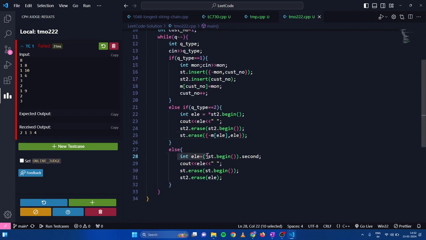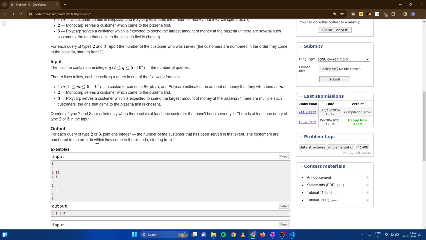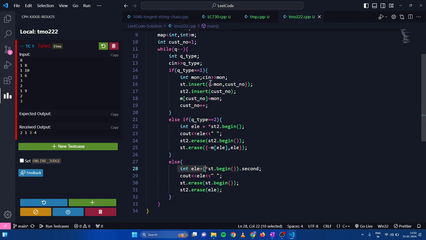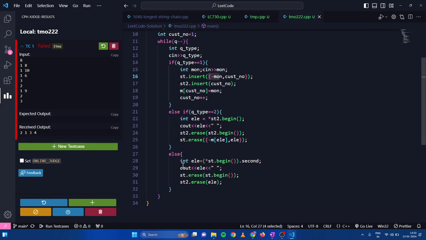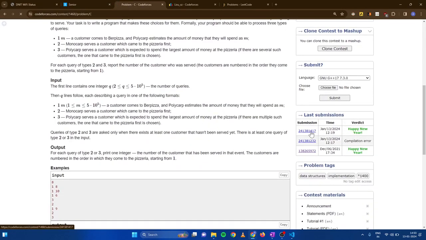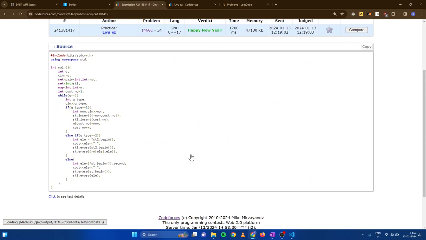Similarly, if the query type is 3, I need to find the customer who spends the most. That would be the first element, because I'm storing by the negative of money, right? Now again, the first element's second part, because first is money and second is customer number. So I'm getting the customer number, printing it, removing the first element from this st, and removing this customer number from this st2. Okay, this is the accepted code. Let me show you this code. Yeah, this is the same code which got accepted.